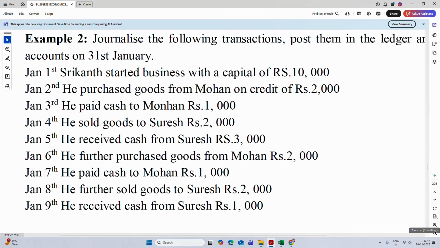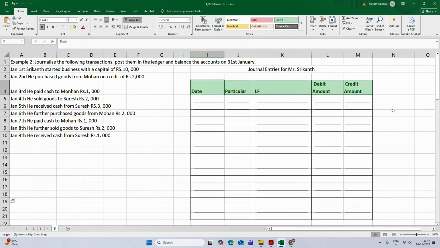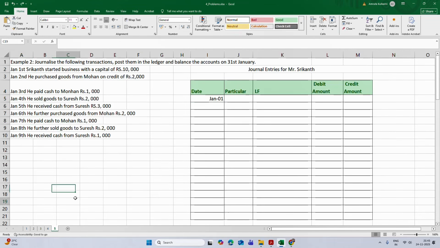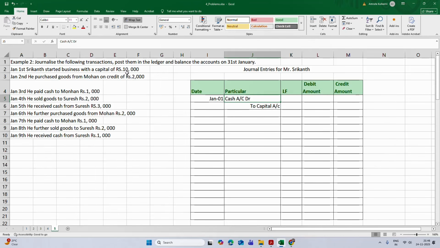So first we will create journal account for these entries. I have already created the format of the journal here. Now let's take the first transaction, that is Jan 1st. So we'll just put the date. On Jan 1st, Shrikant started a business with capital rupees 10,000. So cash account will be debited for 10,000 and capital account will be credited for 10,000.